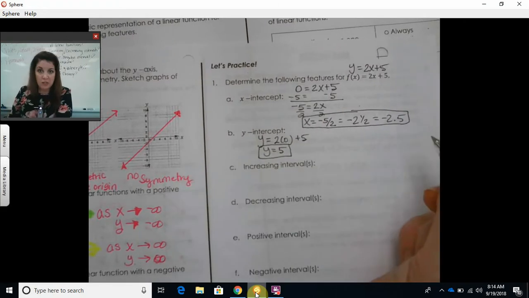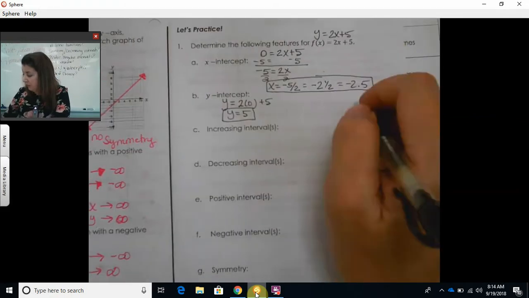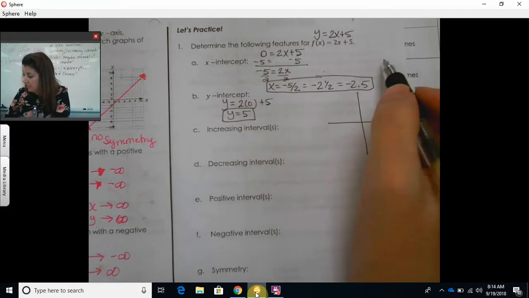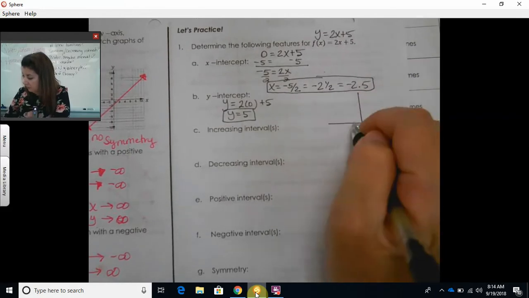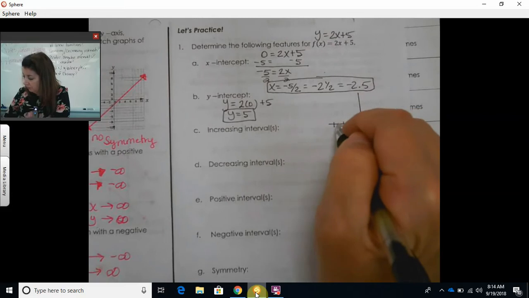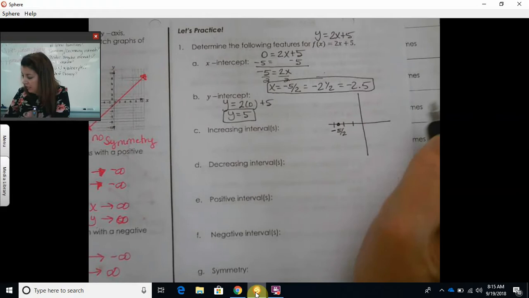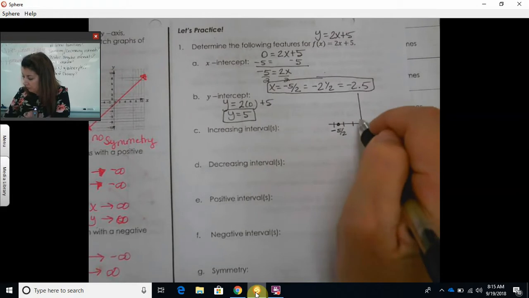Now to answer the rest of these questions, it's going to be easier if I can visualize my graph. So I'm going to sketch a quick graph where my x-intercept is negative 2.5, which I'm going to call negative 5/2, and my y-intercept is positive 5.